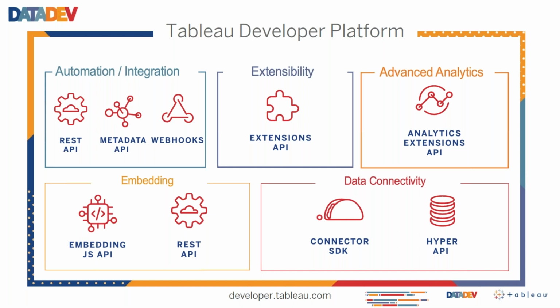Next up to the right, we've got extensibility. Specifically here, we're talking about our extensions API. So if you think about a Tableau dashboard, you might be looking at different bars and line charts, etc. Extensions allow you to bring in web applications and plug them right directly into your dashboard. So this adds some awesome new capabilities to your dashboards.